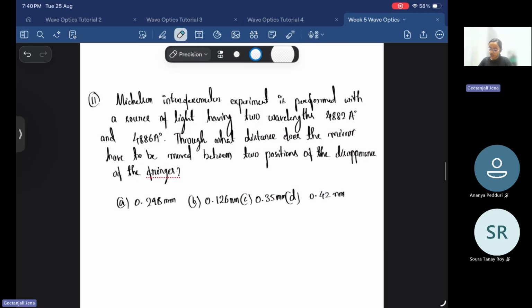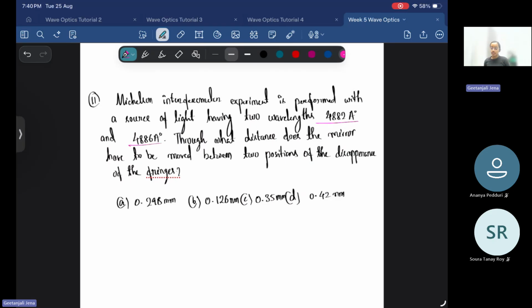Okay, so let us see question number 11. It's given in a Michelson interferometer experiment. It's performed with a source of light having two wavelengths. One is 4882 angstrom and another one is 4886 angstrom. Through what distance does the mirror have to be moved between two positions of the disappearance of the fringes?